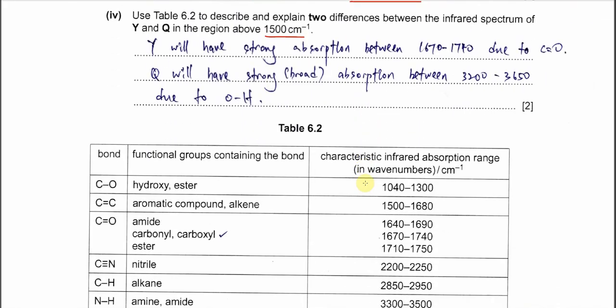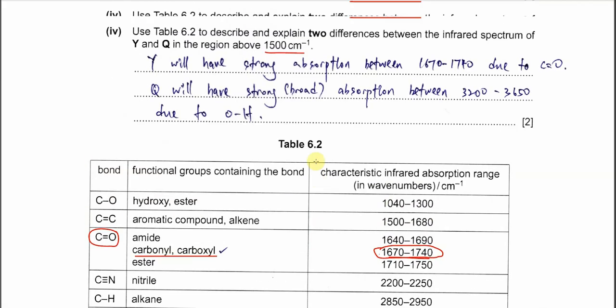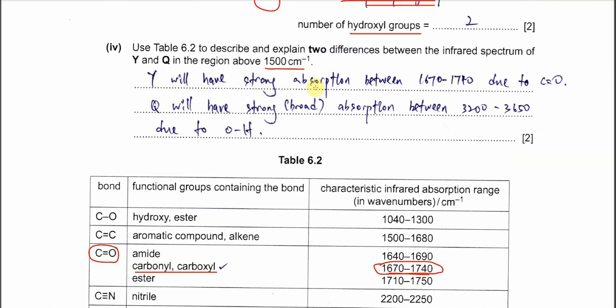Because now we know that Y has the strong absorption, meaning a carbonyl group, you need to find the carbonyl group from this table. So you just get the absorption range here. For Y, it has the C=O double bond, and it will show the absorption in this range. Okay, so you just explain this one. So Y will have a strong absorption between 1670 to 1740. Okay, it's due to what? The C=O double bond, the carbonyl.